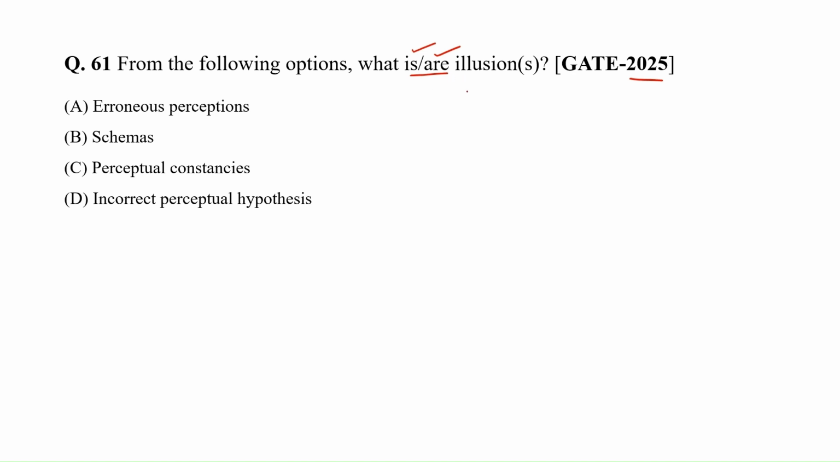So the options are erroneous perception, schemas, perceptual constancies, and incorrect perceptual hypothesis. First, let's understand what illusion is. Basically, illusion is nothing but misperception. So what is perception? Perception is a meaningful interpretation.